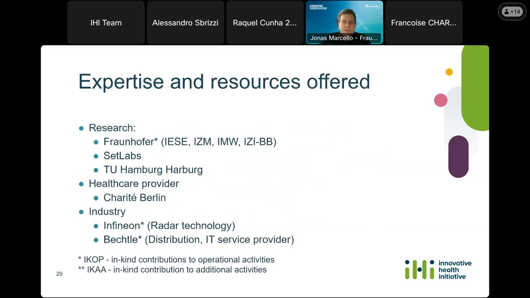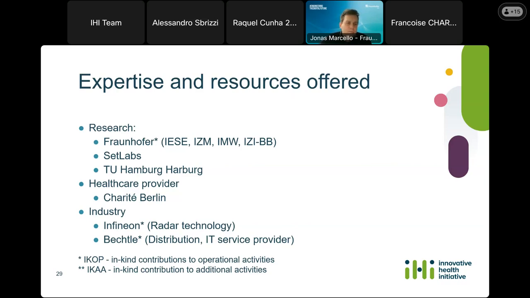What we are bringing to the table is a consortium of a couple of German partners at the moment. So we have the Fraunhofer Institute, which is the world leading institute for applied science and research. We also bring SetLabs and the TU Hamburg-Harburg, who have prior experience in AI algorithms and in neural nets to analyze the data from radars, especially ECG and other heart sensors from there. We also work together with the Charité in Berlin, which is a hospital featuring Professor Köhler from the cardiovascular department.